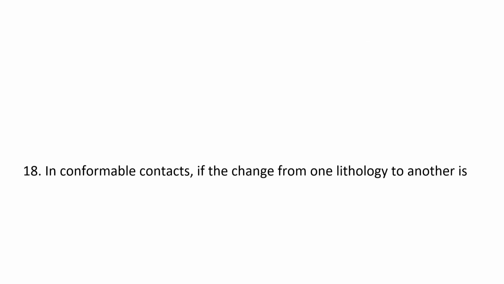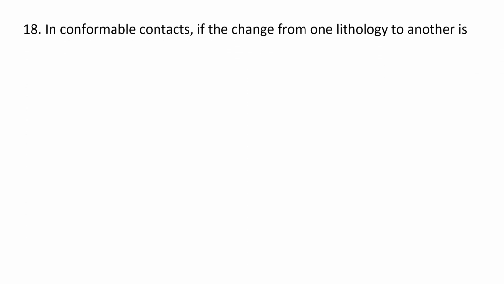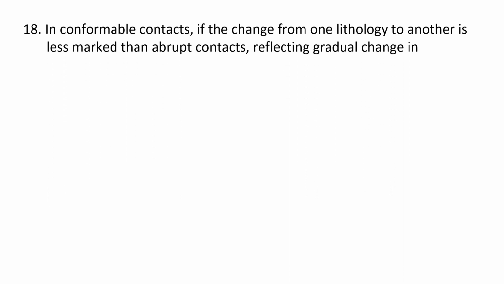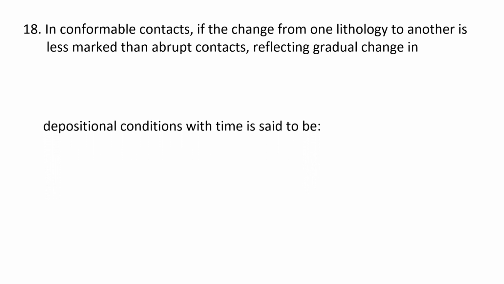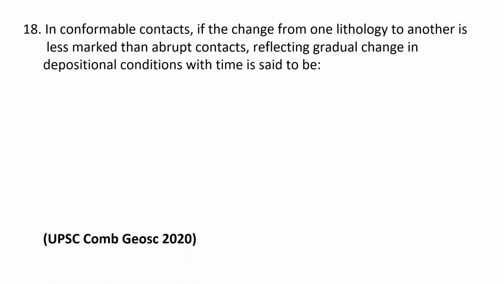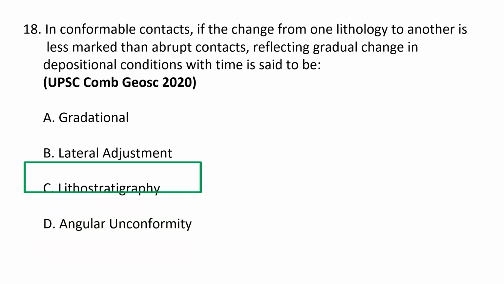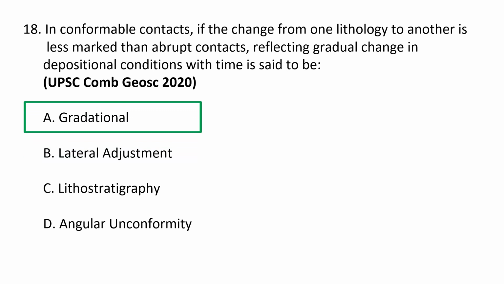Next question. In conformable contacts, if the change from one lithology to another is less marked than in abrupt contacts, reflecting a gradual change in depositional condition with time, it is known as A. Gradational, B. Lateral adjustment, C. Lithostratigraphy, D. Angular unconformity. So in conformable contacts, if the change from one lithology to another is less marked than abrupt contacts, which reflects a slow change in the depositional condition, it is known as gradational. A is the correct option.